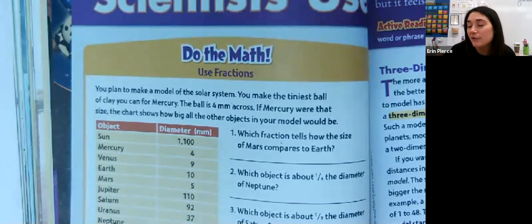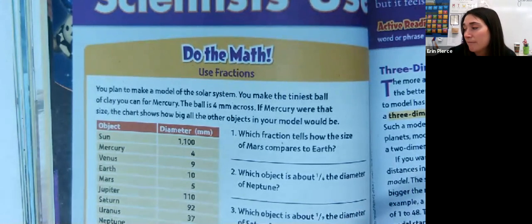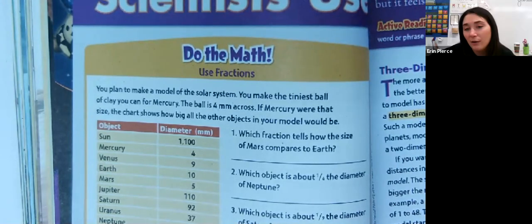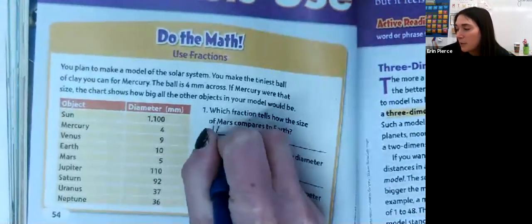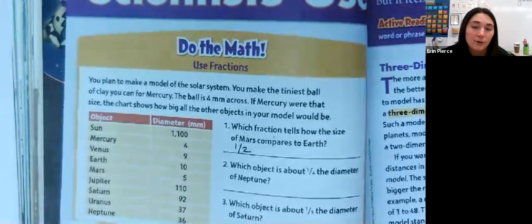It has to, we have to have a numerator and denominator. William, I saw your hand. It is 1/2. We're gonna flip that. Well, Mars compares to Earth. Yes, that is, I was thinking Earth to Mars, but yes, 1/2. Mars is 1/2 the size of Earth.